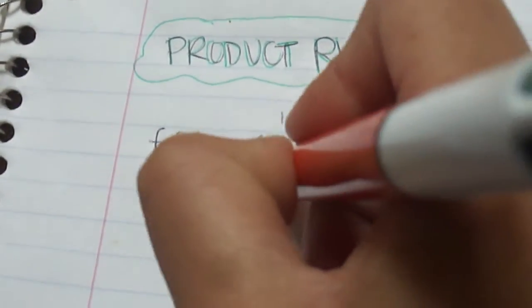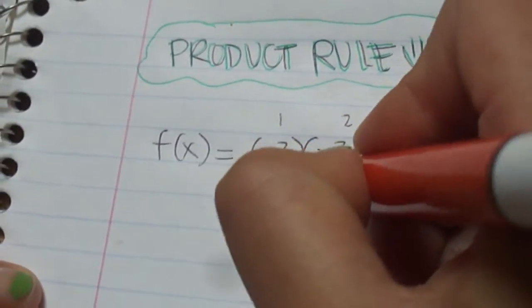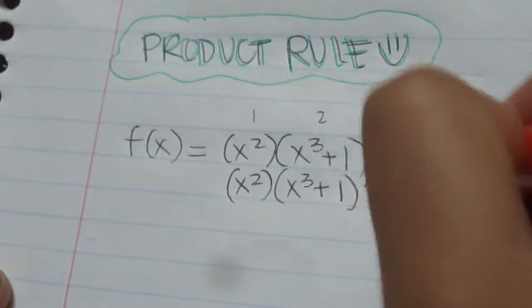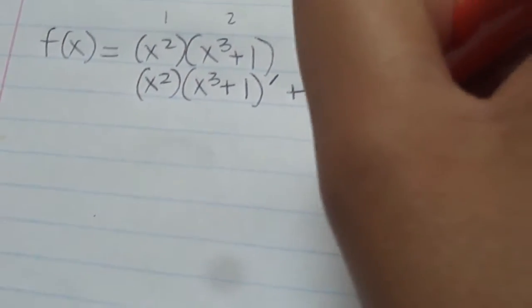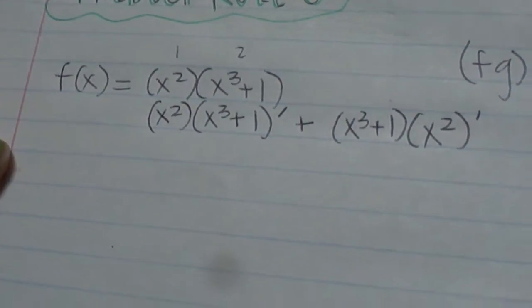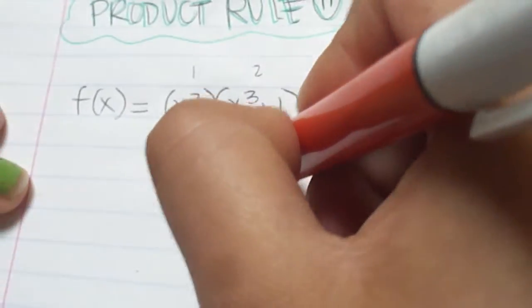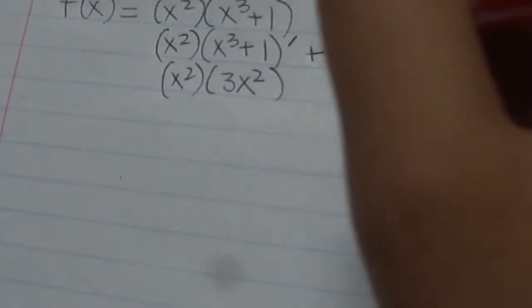So following that rule, you take the first function, which is x squared, and you multiply it times the derivative of x cubed plus 1, and you add that to the second function times the derivative of the first function. So then x squared stays the same and you derive this, so that's going to be 3x squared, and the 1 cancels itself out because the derivative of a constant is just 0.